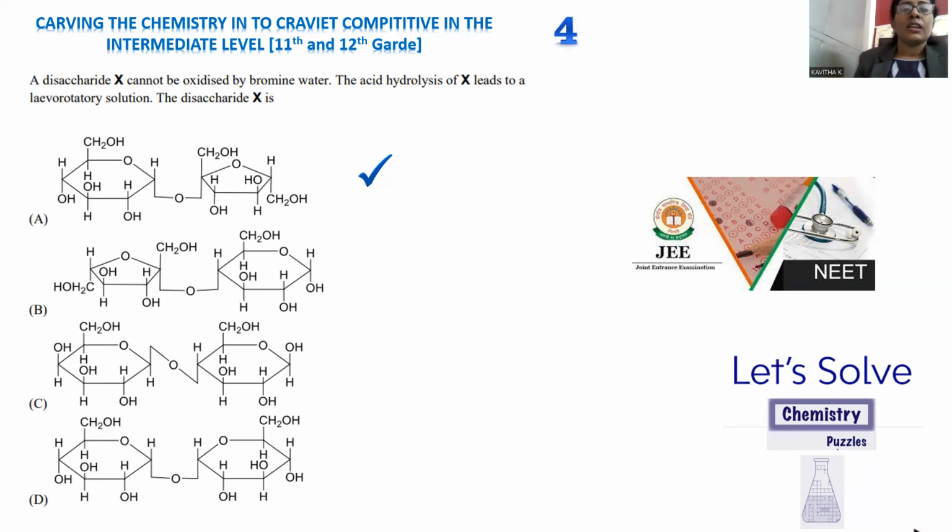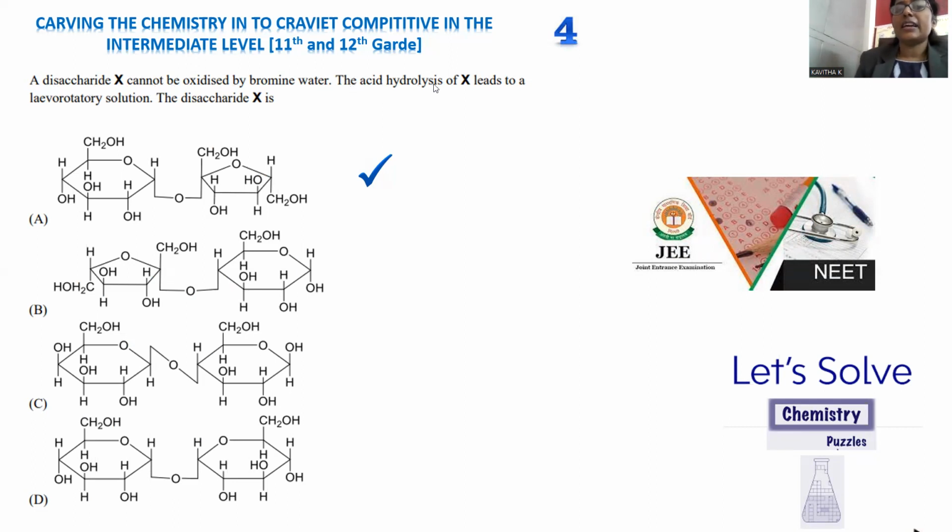And it cannot be oxidized by bromine water. What is the tendency of bromine water? Bromine water is a mild oxidizing agent that can oxidize aldehydes into carboxylic acids, right? But this disaccharide is not in a position to get oxidized. That means what? It is a non-reducing sugar. Here the only hint given is sucrose. The disaccharide non-reducing sugar may be sucrose.